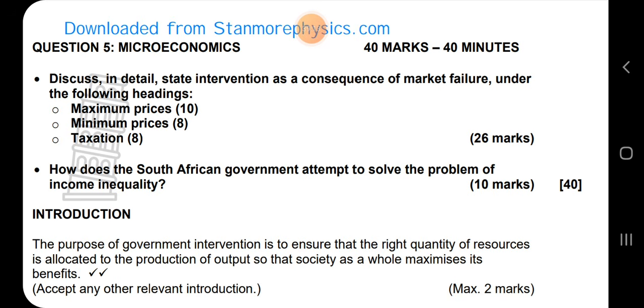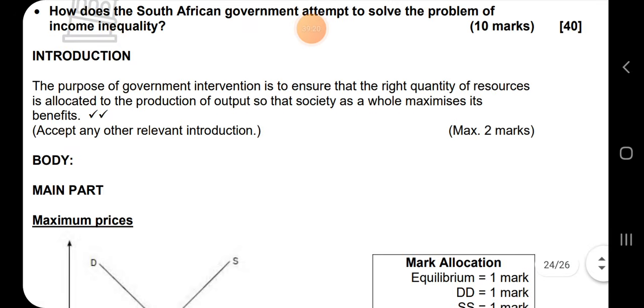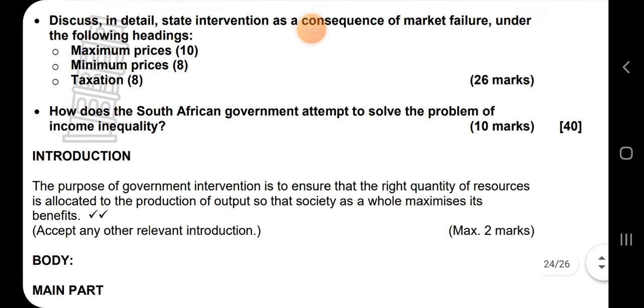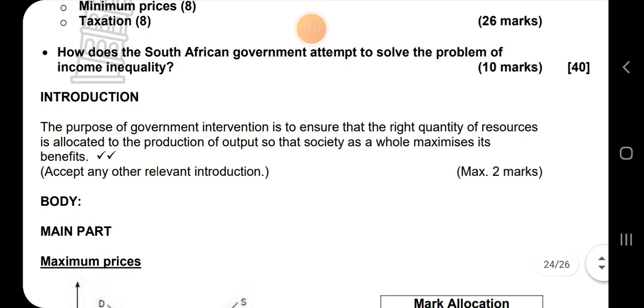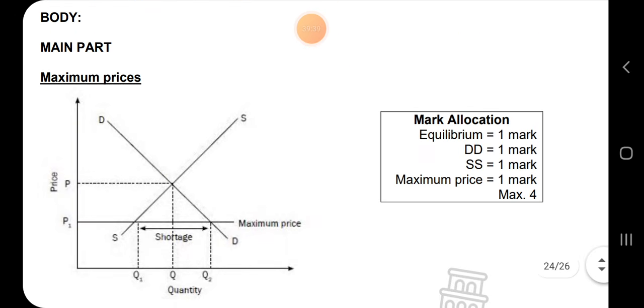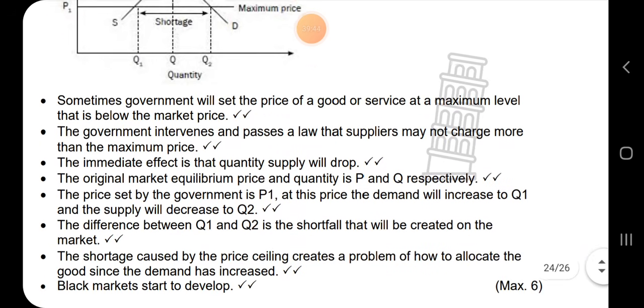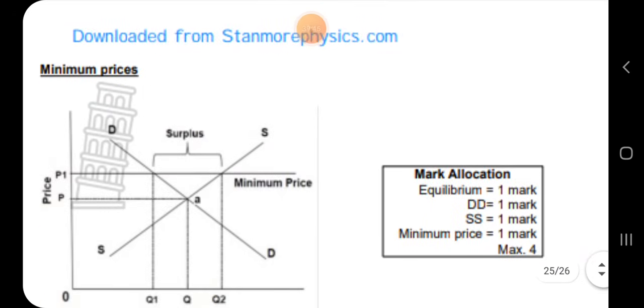And then for the additional part, say, how does the South African government attempt to solve the problem of income inequality? Yeah, for introduction, here we are. The purpose of government intervention, what is government intervention? It is to ensure that the highest quantity of resources is allocated to the production of output so that society as a whole maximizes its benefit. And then this is the body, the main part. And then this is the minimum price.